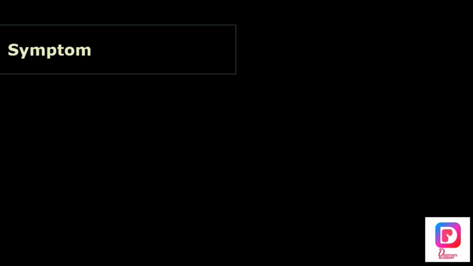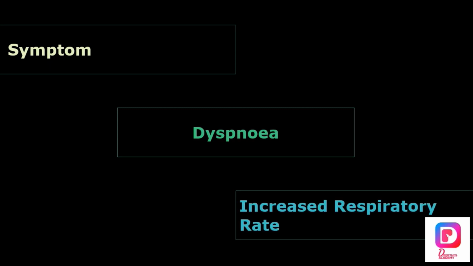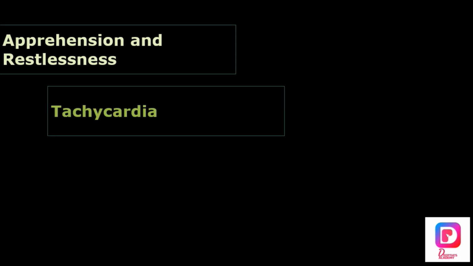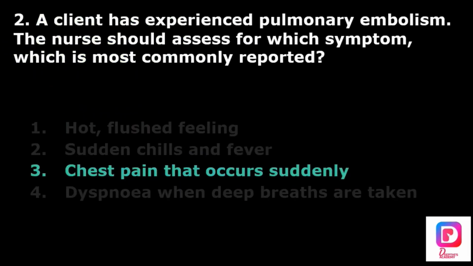The most common initial symptom in pulmonary embolism is chest pain that is sudden in onset. The next most commonly reported symptom is dyspnea, which is accompanied by an increased respiratory rate. Other typical symptoms of pulmonary embolism include apprehension and restlessness, that is anxiety or fear and restlessness, tachycardia, cough, and cyanosis. So, the most commonly reported symptom by patients diagnosed with pulmonary embolism is chest pain that occurs suddenly.